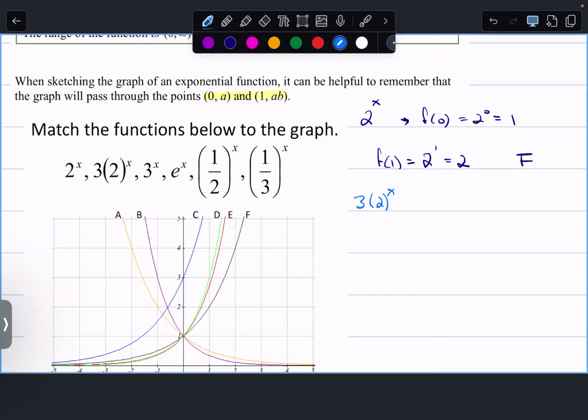3 times 2 to the power of x. Now notice the x is only on the 2, right? Not the 3.